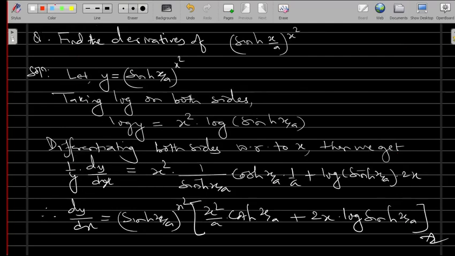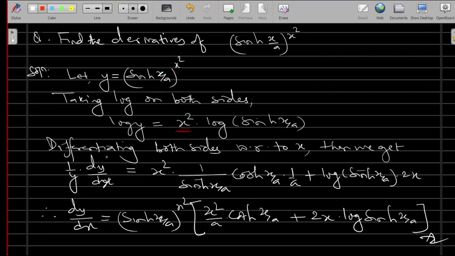The next interesting question is: find the derivative of hyperbolic sine x by a to the power x square. Firstly, suppose y equals hyperbolic sine x by a to the power x square. Taking log on both sides, log y equals x square times log hyperbolic sine x by a. It is understood that the power goes to the coefficient, and here are two terms.